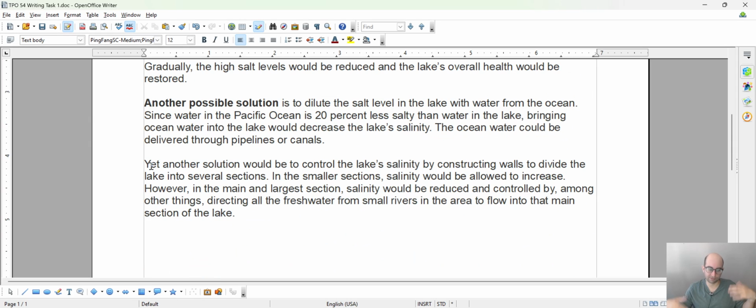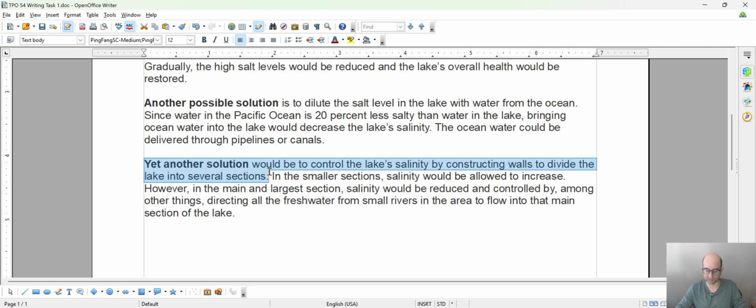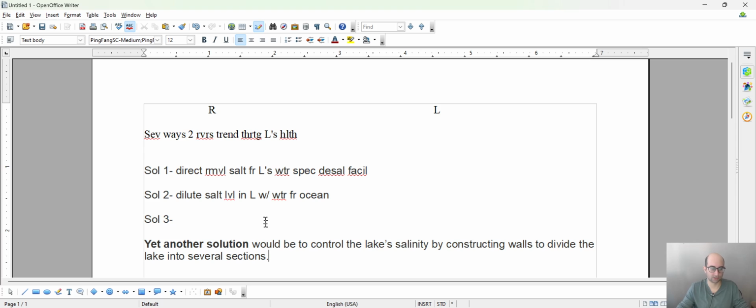Okay, so we have one more solution to go. Yet another solution, pretty easy, pretty predictable. Again, it was in the topic sentence, that first sentence of the paragraph, would be to control the lake's salinity by constructing walls to divide the lake into several sections. So write this too in a short way.